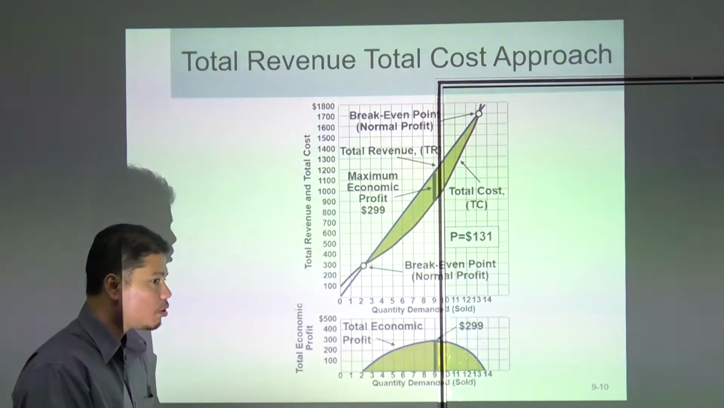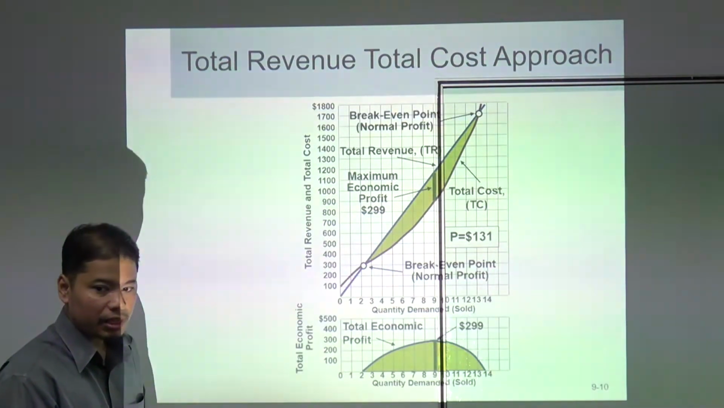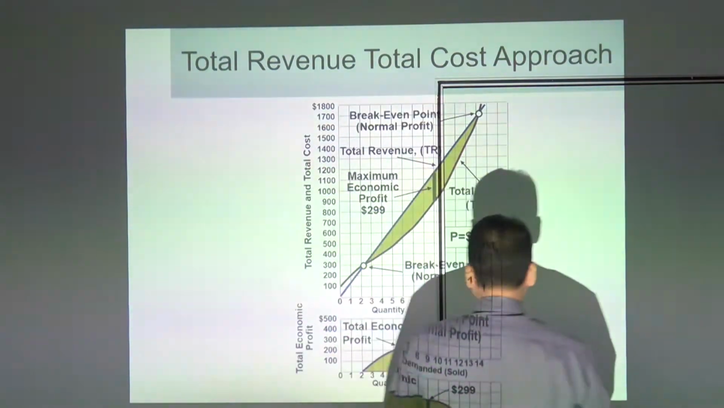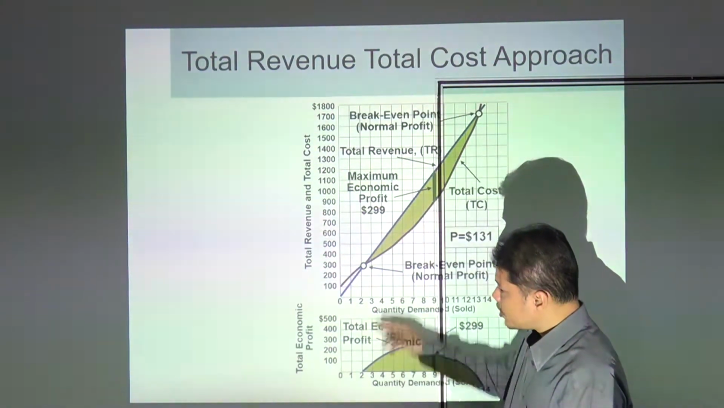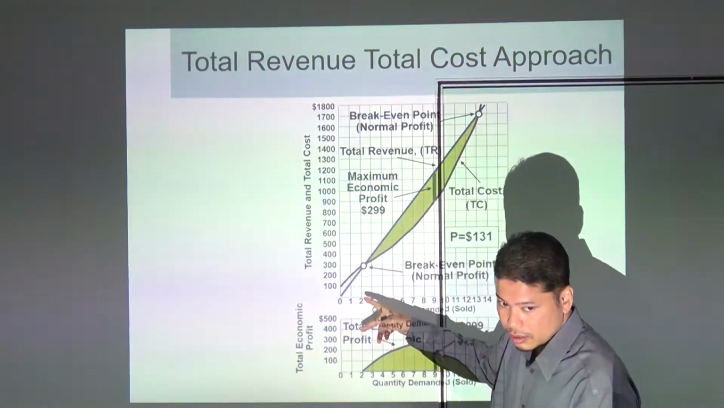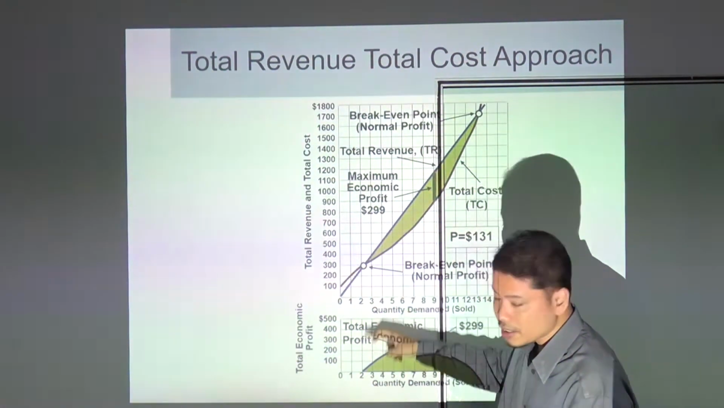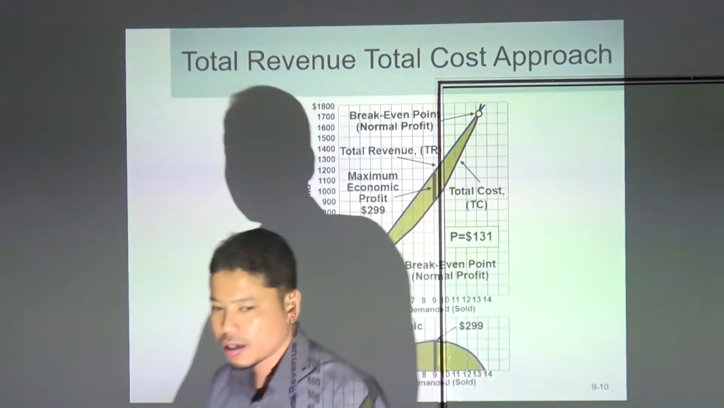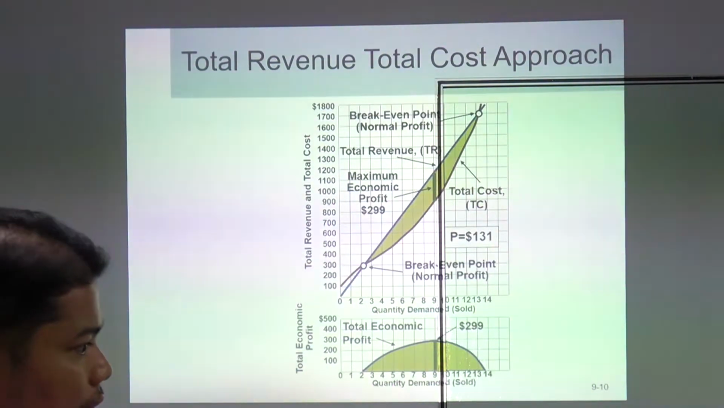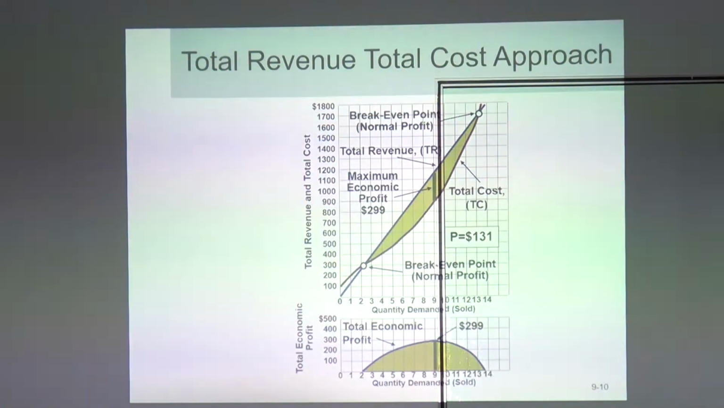But we want to know at what point the firm is making the largest profit. So the largest profit will be at the point where the vertical gap between total revenue and total cost is the largest. The vertical gap basically represents the amount of profits. And in this diagram, it is showing that at 9 units of output, total profit will be the highest.